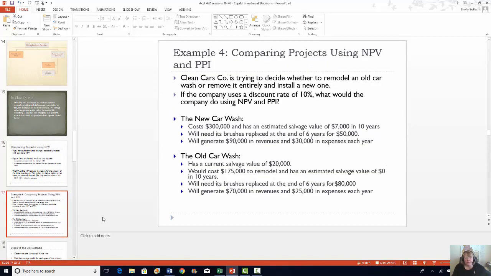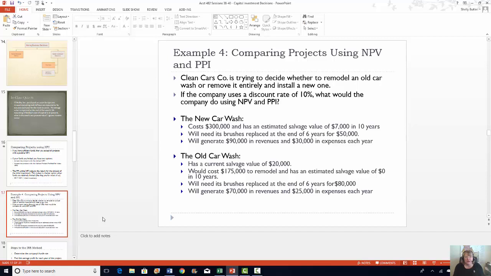So, comparing projects using net present value and PPI, Clean Cars is trying to decide whether to remodel an old car wash or remove it entirely and install a new one. Now this is something that is relevant for your car wash company. Do you fix up the old one, spend a little money, or do you just raze it and create a whole new one?